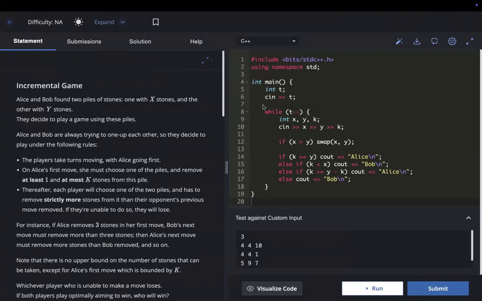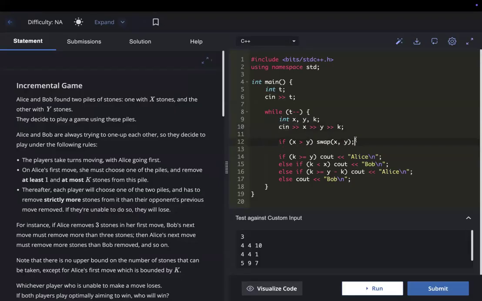So the code is pretty simple. For every test case, I take the inputs x, y, and k. After that, in case x is greater than y, I just swap them, because this is related to my implementation. I wanted to write shorter code, so that's why I swapped it.